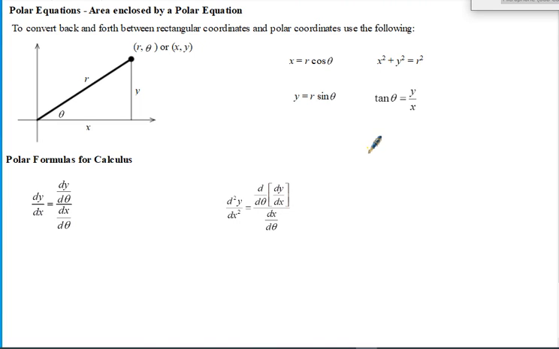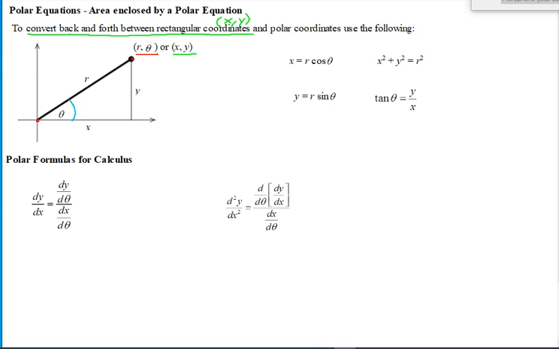Notes for AP Calculus on the topic of polar equations. And just a refresher on how polar coordinates work. You want to make sure you know how to convert back and forth between rectangular coordinates, which are our normal x, y coordinates, and polar coordinates, which instead of x and y, use r and theta, where r represents the distance from the origin to the point, and theta represents the angle right here.